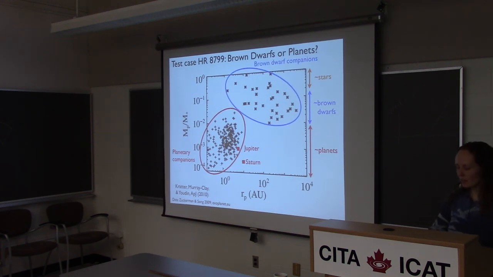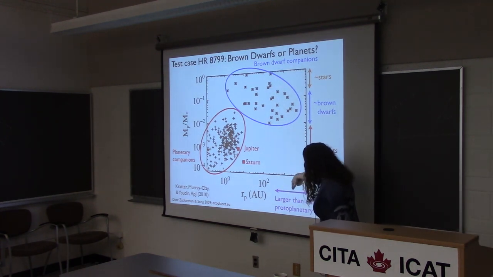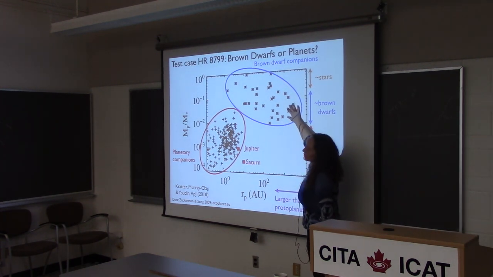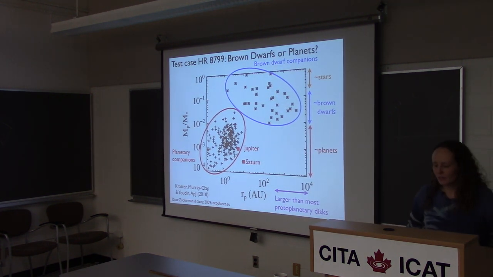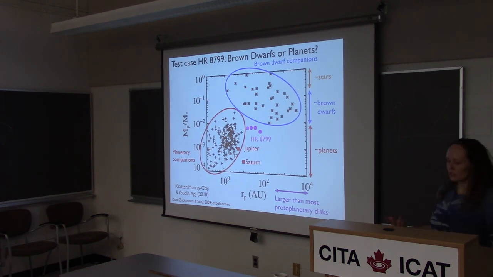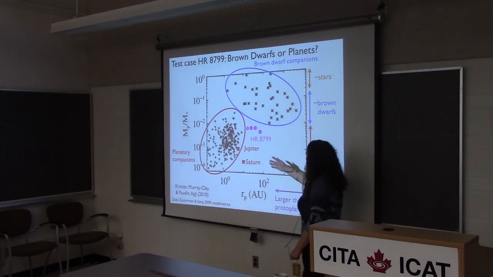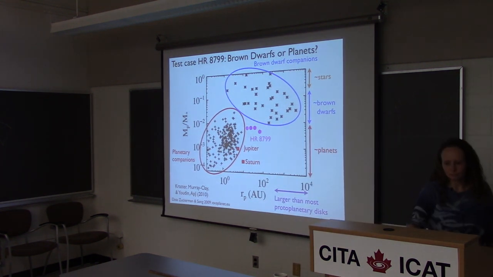And if you look out here, this is larger than most observed protoplanetary disks. So we really think that these things are not planets that formed in a disk for the most part. And if you put HR 8799 on the plot, it sits right in the middle. So it's really not clear, just looking at this, whether this should be part of the brown dwarf population or part of the planet population.